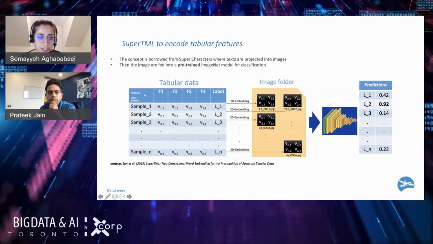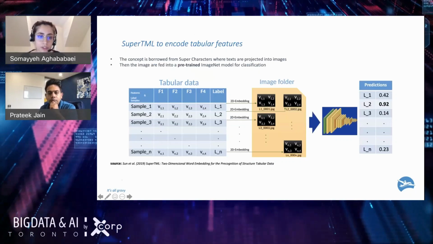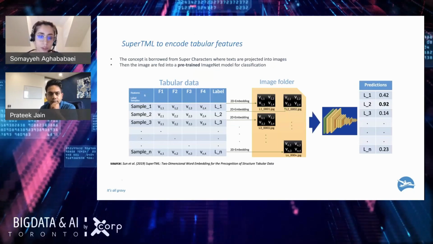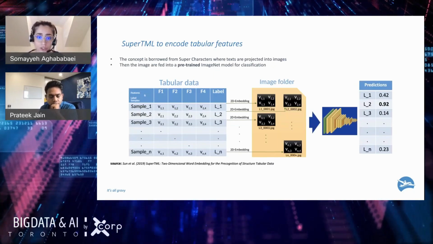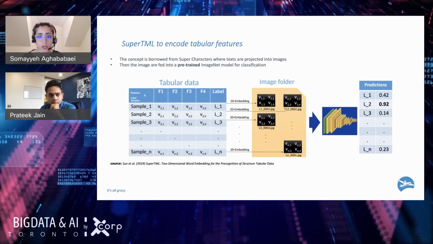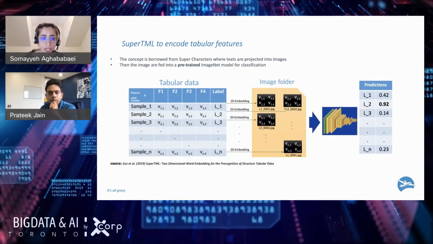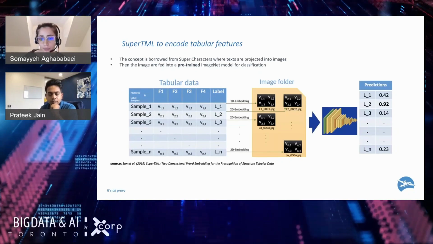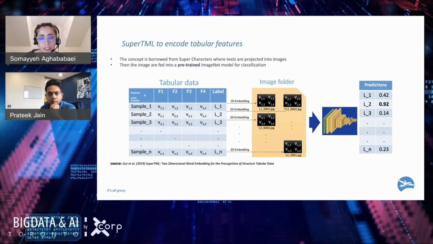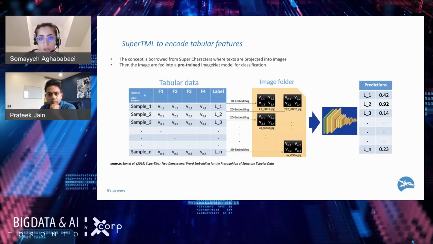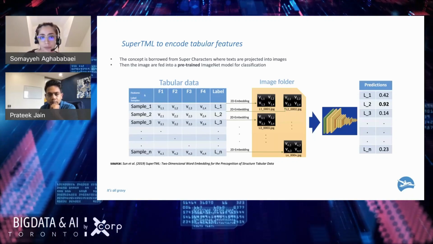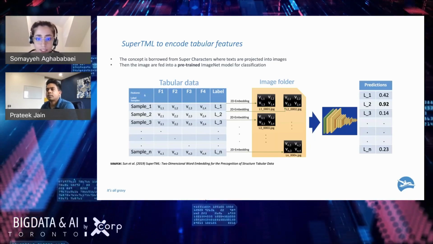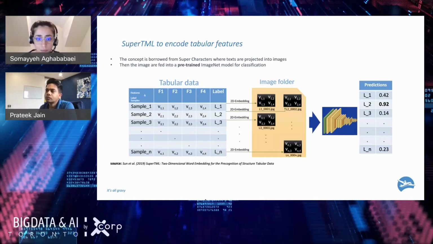One of the techniques in the category of pre-trained models is SuperTML. The idea was taken from SuperCharacter, where text is converted to images. On the left side, we have our tabular data at the customer level, which is raw data. So any sort of transactional data: how much a customer spends in different categories, at a specific location, at a specific timing.